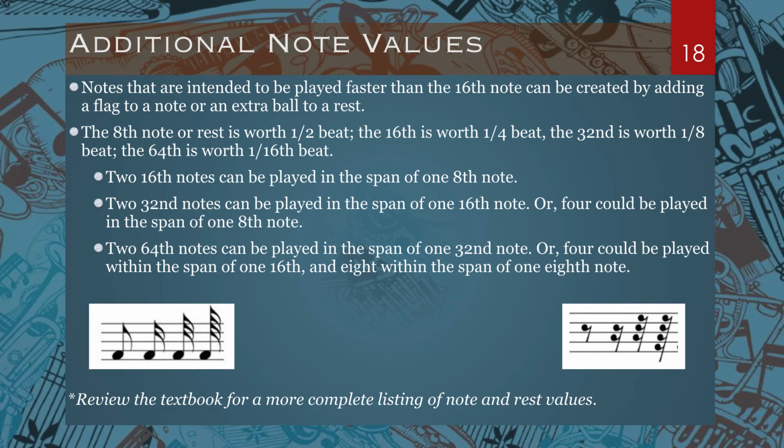So just to make sure this is clear, you could play 2 16th notes in the span of 1 8th note. 2 32nd notes can be played in the span of 1 16th note, or you could play 4 of those in the span of 1 8th note. And 2 64th notes can be played in the span of 1 32nd note, or you could play 4 within the span of 1 16th, or 8 within the span of 1 8th note. It just comes down to divisions.